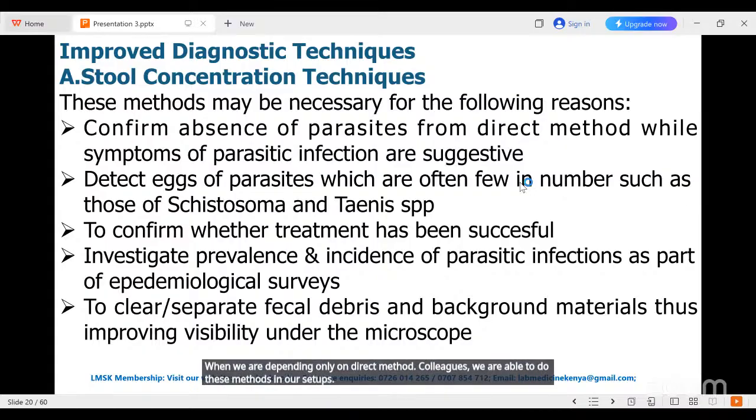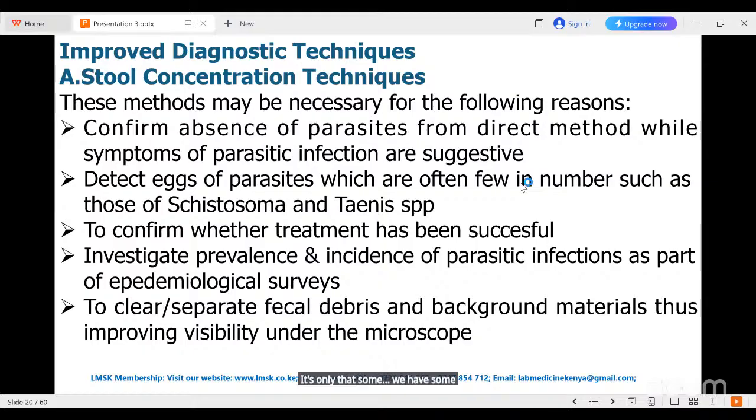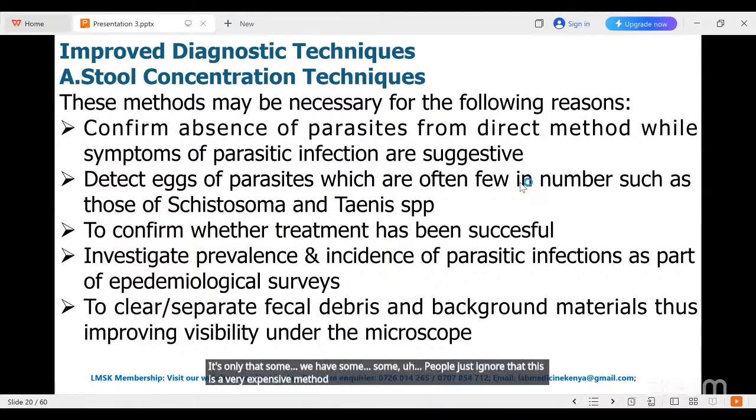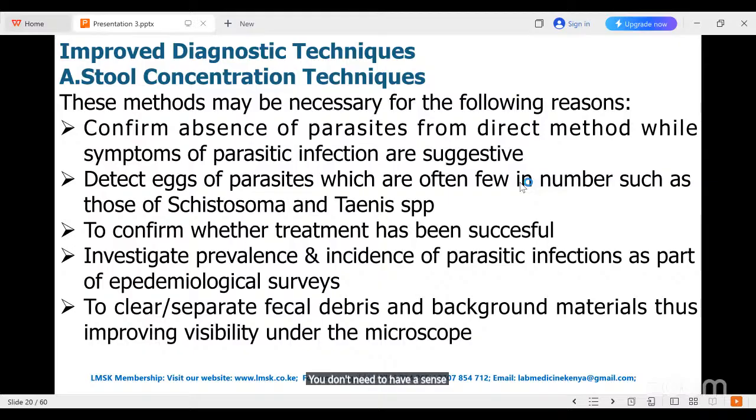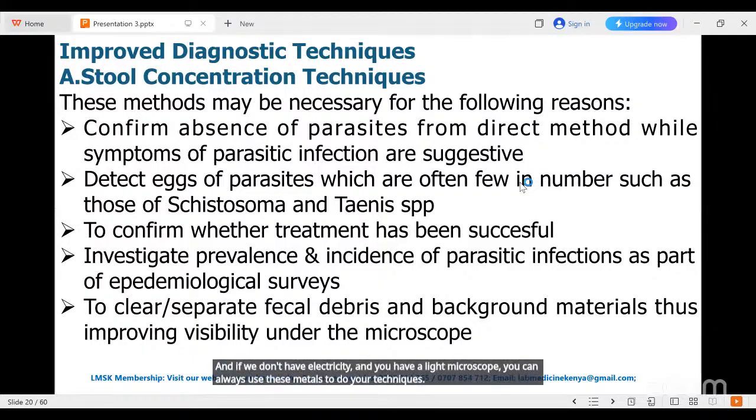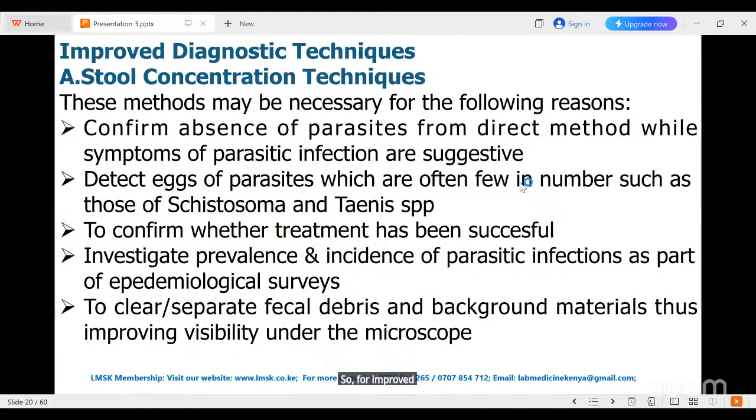It's only that some people ignore them, saying this is a very expensive method, this is a tedious method. No, they are not tedious. They are very cheap. We are going to see some of the concentration methods, like sedimentation, that do not require electricity. So you don't need to have a centrifuge. You only need a microscope. And if you don't have electricity and you have a light microscope, you can always use these methods to do your techniques. So for improved diagnostic techniques, I'm going to tackle around 3 for today.